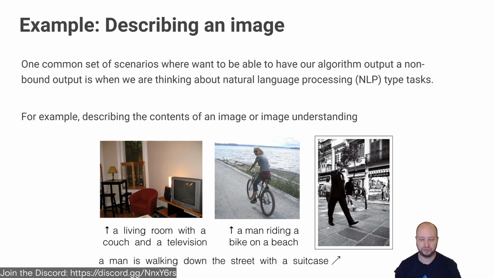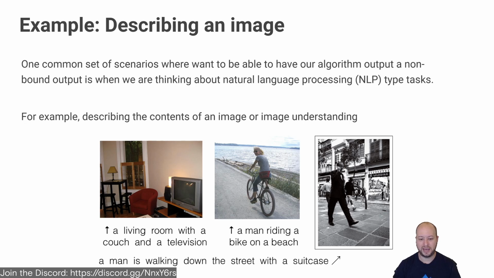For example, and this is a common example where you see recurrent neural networks, is trying to create some kind of caption or description of an image. For example, on the bottom left, you have an image, and the description is a living room with a couch and a television. The middle one is a man riding a bike on a beach, which is clearly not a man.